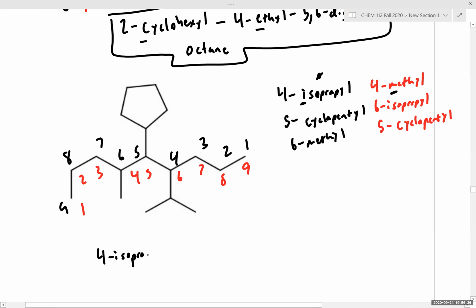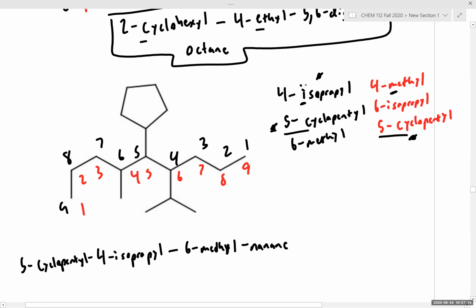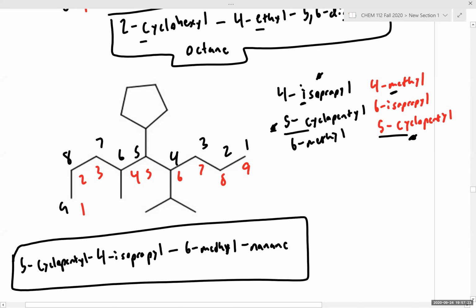So we call this 4-isopropyl, 5-cyclopentyl. Wait, sorry, 5-cyclopentyl has to be in front because cyclo is before. But cyclo has the same number in both cases. So we call this 5-cyclopentyl, 4-isopropyl, 6-methyl, nonane. So as we see, cyclopentyl, which is first alphabetically, has the same number in each case. We look at our first locant number and we choose to place isopropyl with the smaller locant number because it's first alphabetically. And that in turn gives us our final name. And the responses that I saw in the chat were great so far. So this is a good stopping point for our supplemental lecture.